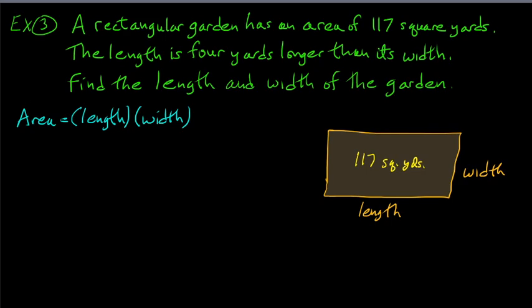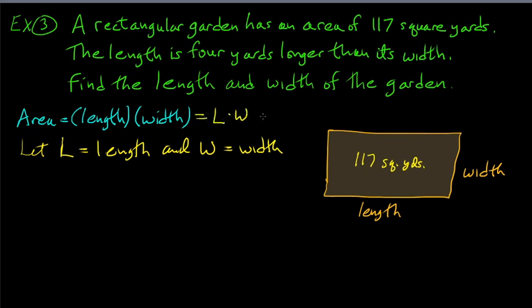Right. So we should give these names, right? Why don't we call L the length, and let's use W for width. You can use X and Y or any letters you want, but in this case, L for length, W for width makes perfect sense, I think. So the area then is just L times W.